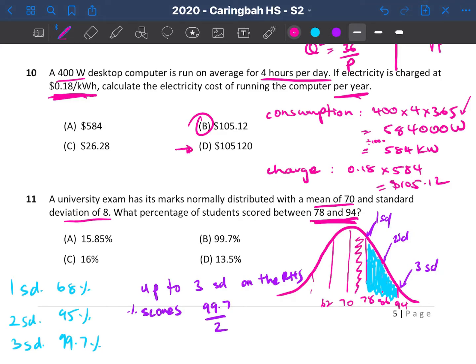And that little pink squiggly part is 34%. So then all you need to do is 99.7 over 2, take away 34% to give you the blue part, and that is 15.85%.